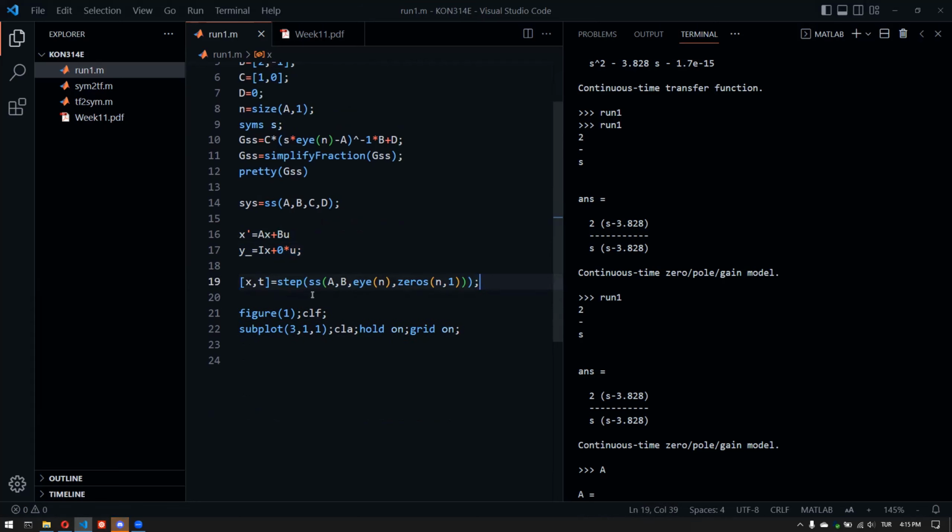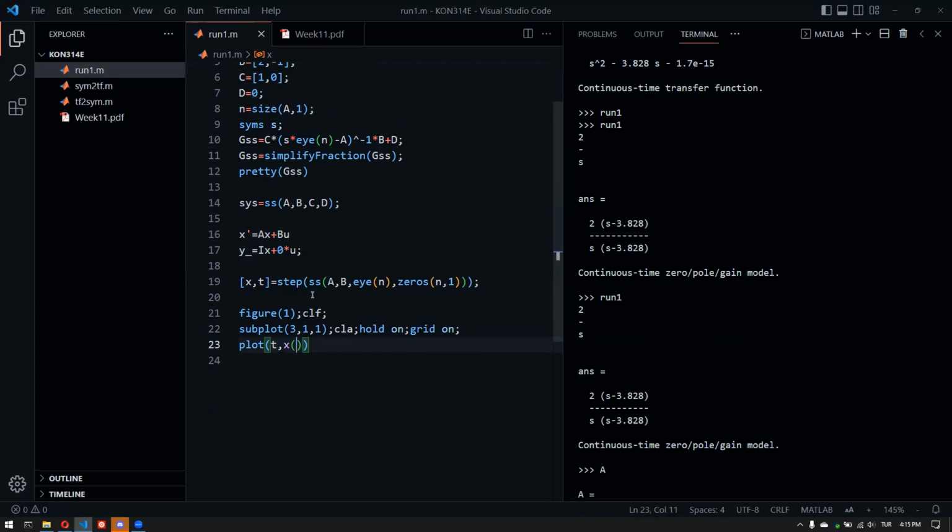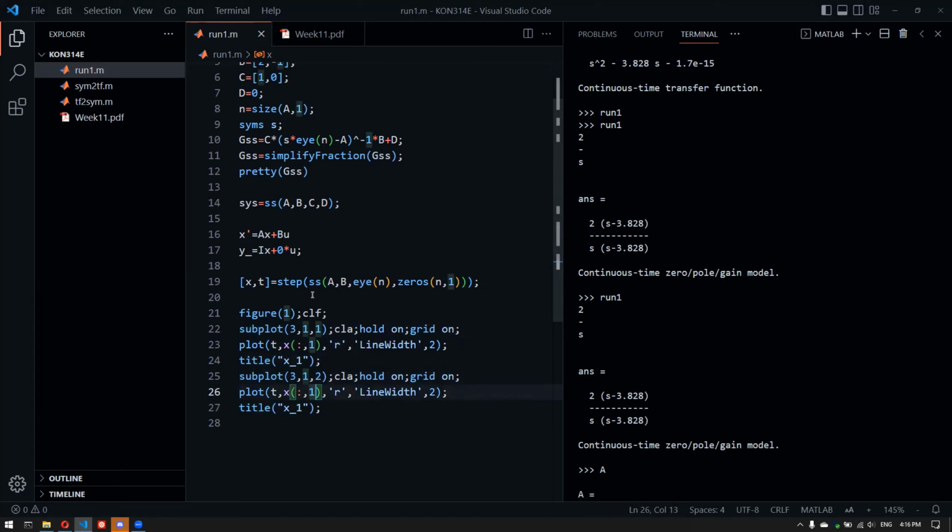Once I've done this, I can just plot the first state, Tx. I suspect it should be the first column here. Let's have red and then line width 2. And let's call this maybe x1. Let's have the next one here, the second one, and the second state.